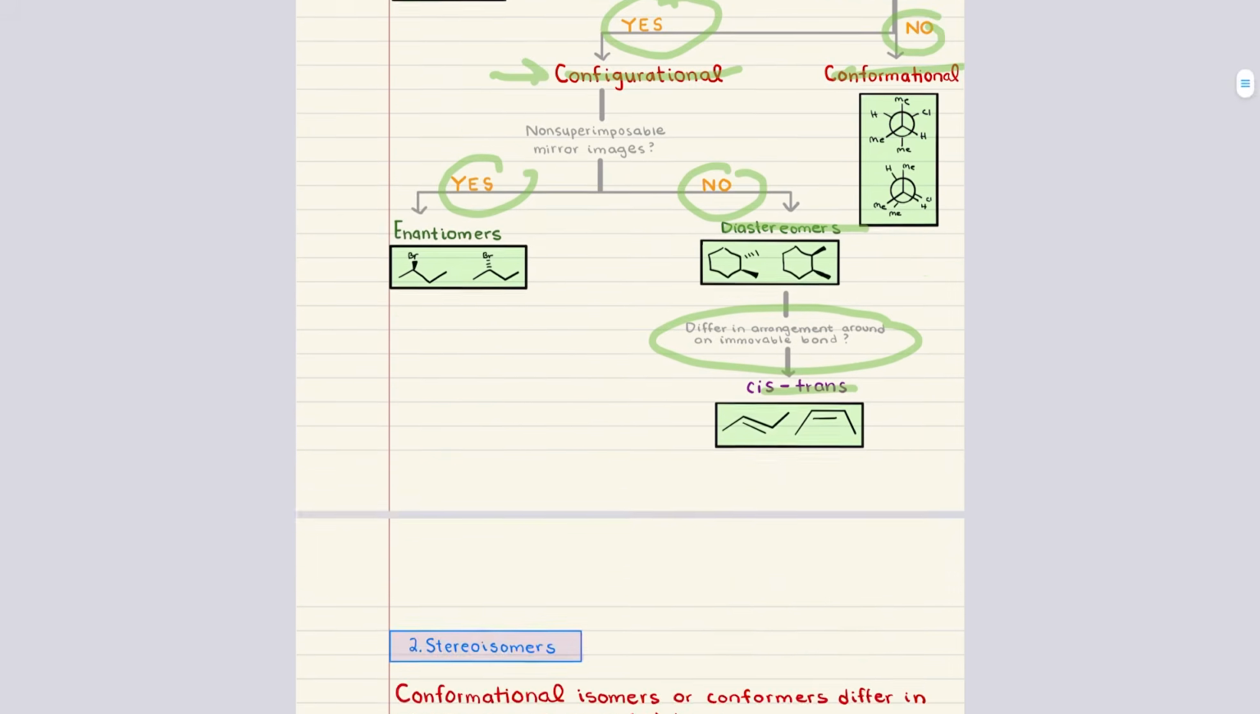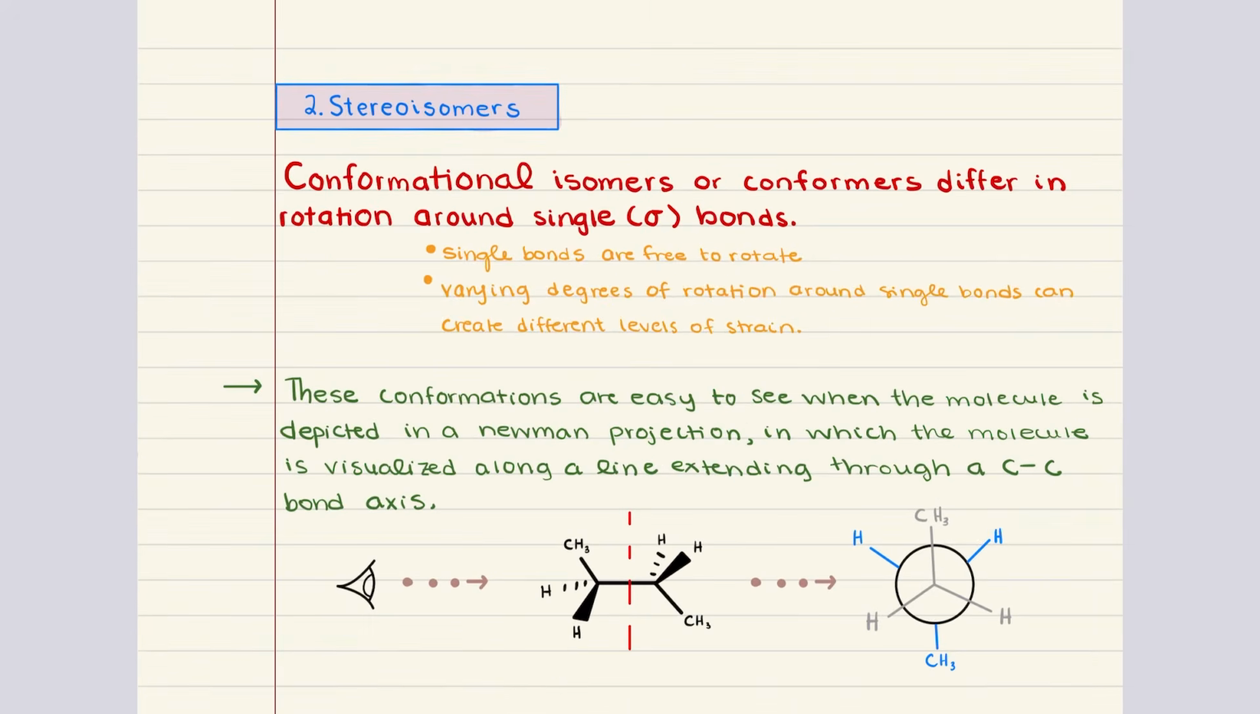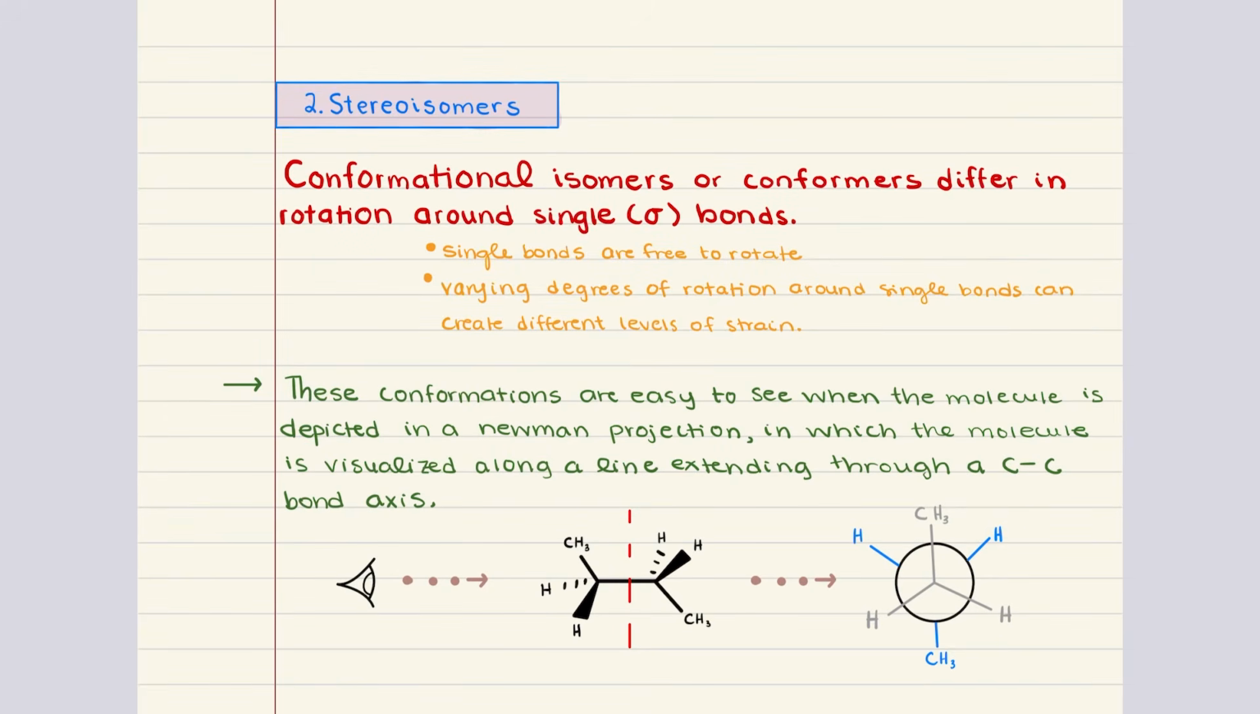This flowchart of questions helps us break down the different types of isomers, and it makes it easier to identify which category a specific isomer pair falls into. With this, we can move into objective 2, where we will focus on stereoisomers. Let's start with discussing conformational isomers.